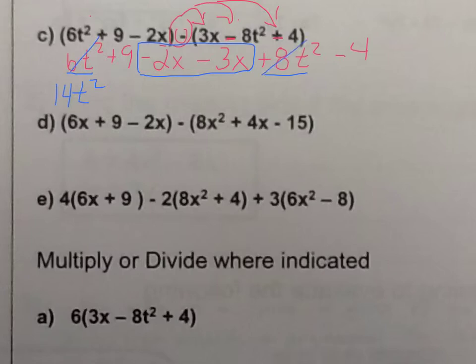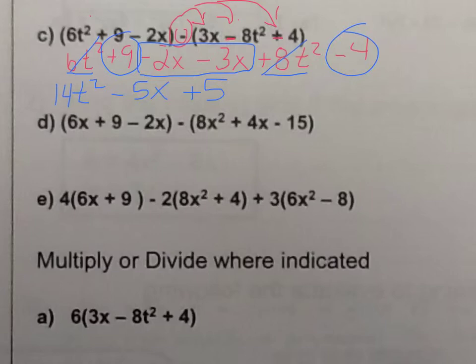Minus 2 take away 3 is negative 5x. And then I'll deal with my constants. Positive 9 take away 4 is plus 5. And now that's written in standard form, going by degrees and by letters.